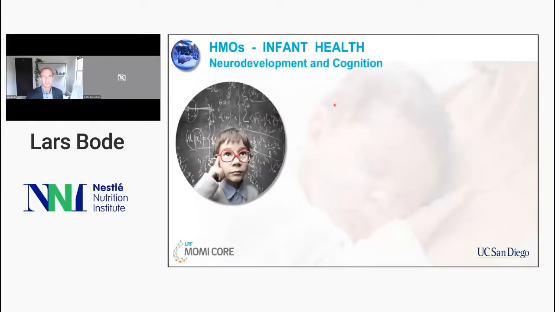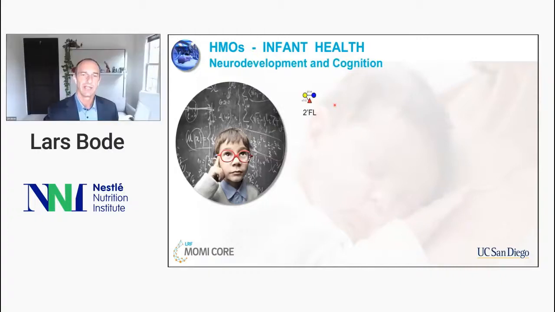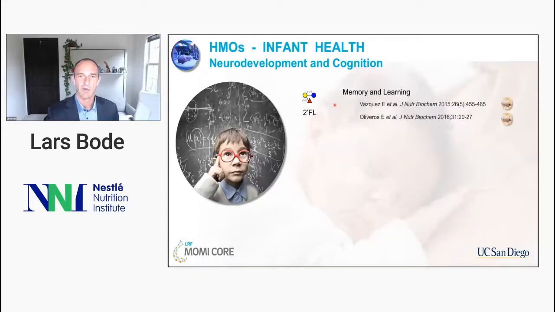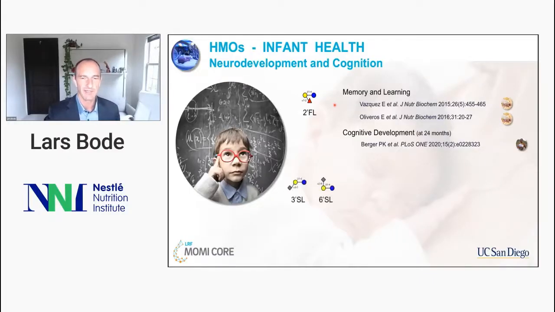One more example: neurodevelopment and cognition. We see that 2FL here again stands out, being associated with memory and learning in animal models, but we've seen this recently in a human cohort as well, that there are associations between 2FL concentrations at 1 month and 24-month cognitive development in the infant. And then the sialylated oligosaccharides play a role here as well.